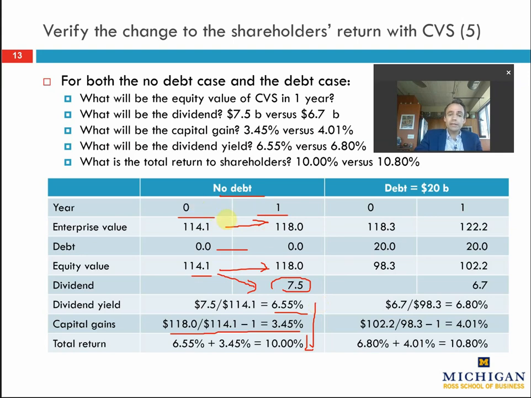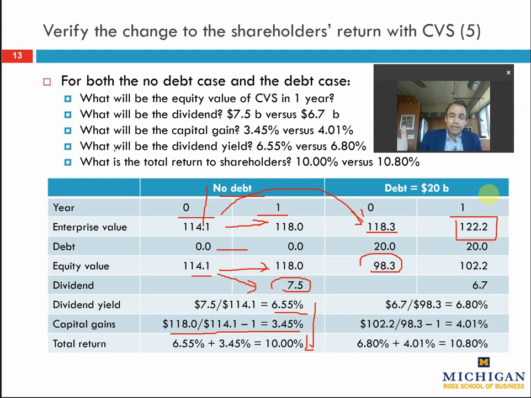Now let's put debt into the business. Let's value it twice, today and in a year's time. Today the shares are worth $98.3 billion, enterprise value of $118.3 billion. Recall that's $4.2 billion more than the value of the firm without debt because we got those tax benefits from borrowing. In a year's time, the enterprise value is worth $122.2 billion.